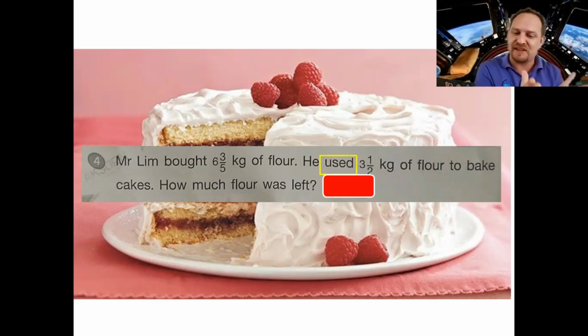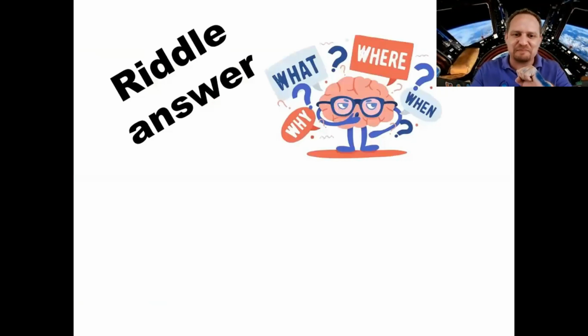So he started with 6 3/5 kilograms, and then he took away 3 1/2 kilograms. How much flour is left. Okay. Good luck, guys. You can just write the answers onto page 26, and then we'll check the answers tomorrow. Okay, and don't forget double bonus points. So that's 10 points you can get.